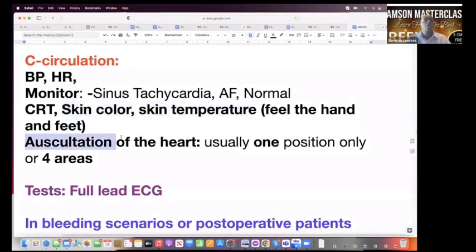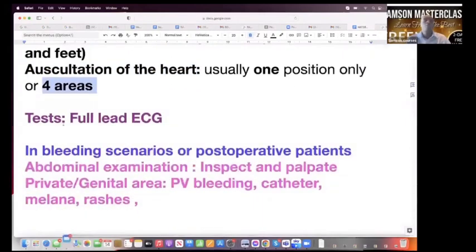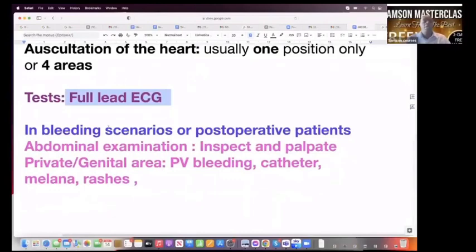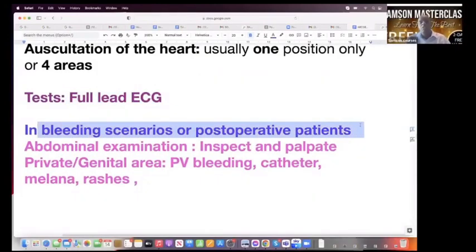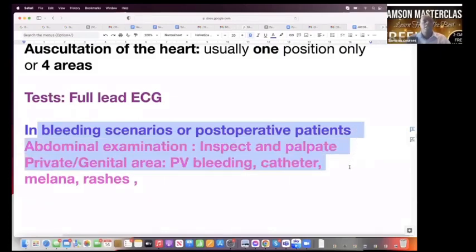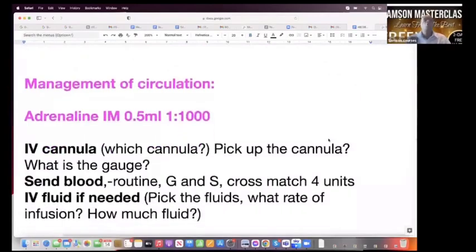Then you auscultate the heart. If the cause is clear, auscultate in one position. If there's a possibility of heart problems, for example in AF, where the monitor shows atrial fibrillation, then you need to auscultate all 4 areas. Okay, good. Full lead ECG, I need to do a tracing of your heart. And if it's a bleeding scenario or post-operative patient, then you perform examination of the abdomen and external genitalia now. Then you go to manage circulation.